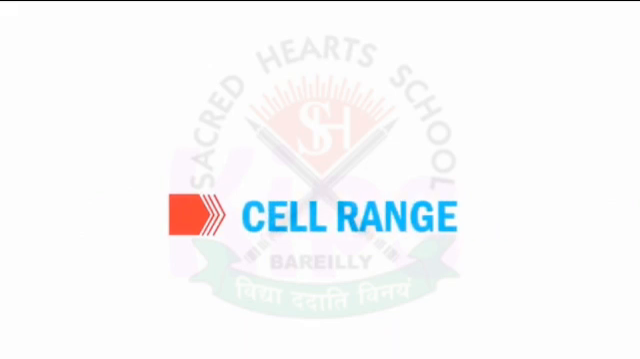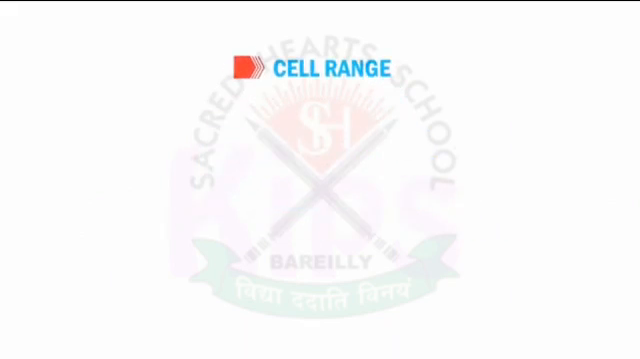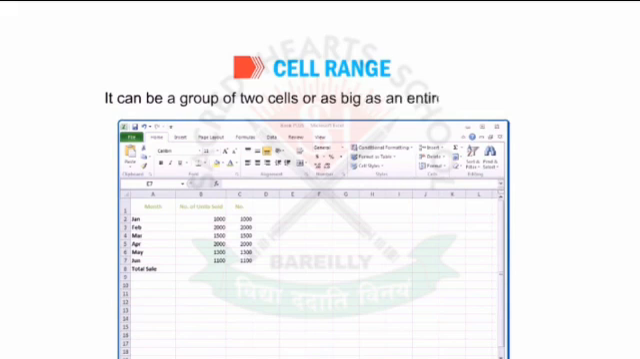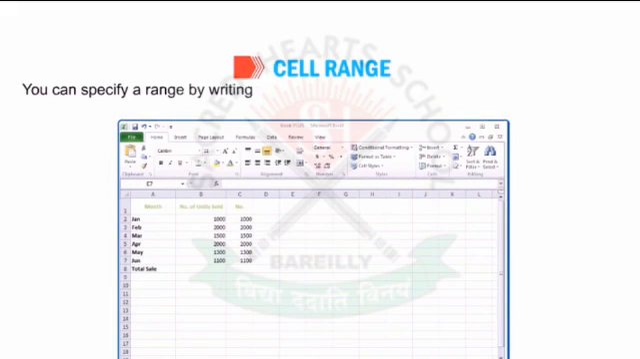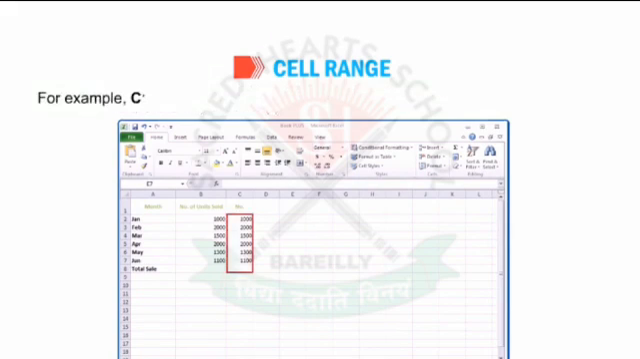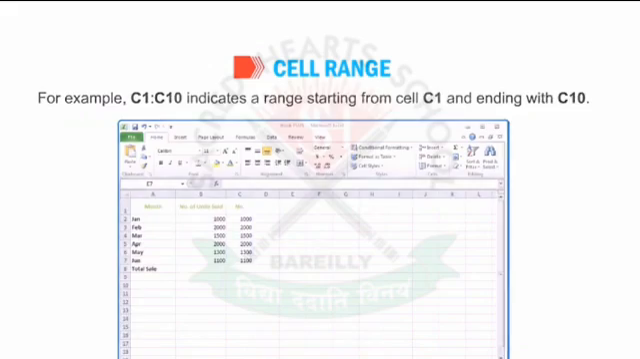Let's talk about the cell range. A range is a group of contiguous cells which form the shape of a rectangle. It can be a group of 2 cells or as big as the entire worksheet. You can specify a range by writing the starting cell address followed by the ending cell address, both separated by a colon. For example, C1 to C10 indicates a range starting from cell C1 and ending with C10.